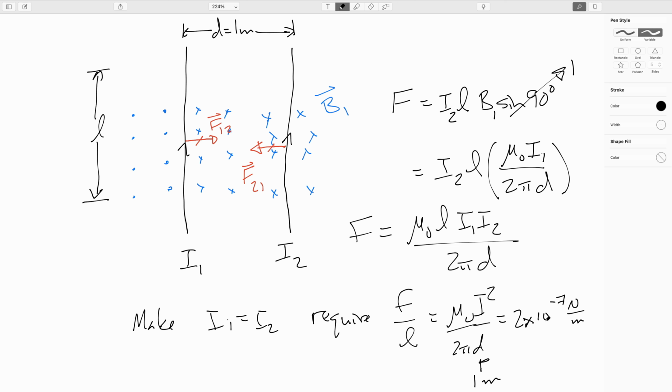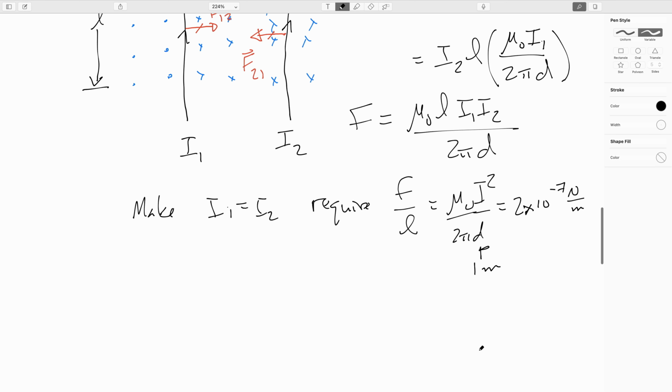And this defined the current to be 1 amp. So under these conditions, the current is defined to be 1 amp. The triple equals sign means by definition.